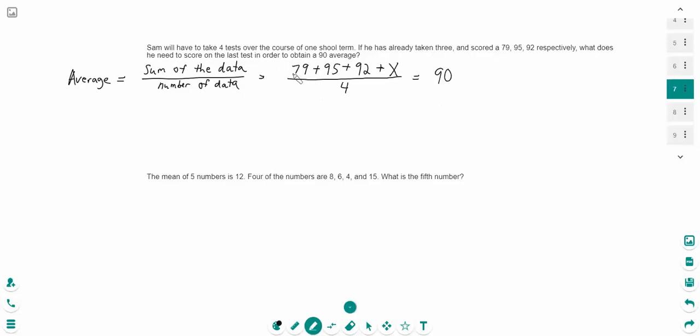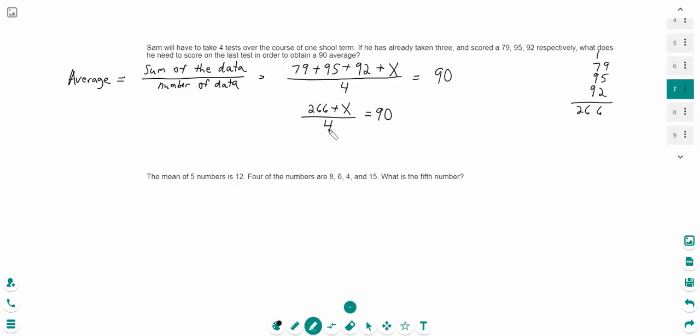So let's begin by just simplifying maybe. We can add some things in this numerator. Let's do that over here to the side. So we have a 79 plus a 95 plus a 92. We can add those up, which is what, 266, if I did that right. So we have 266 plus x over 4 equals 90. So now we can solve for x.